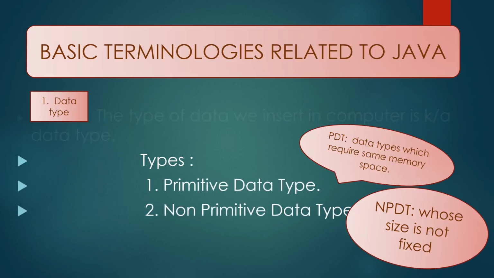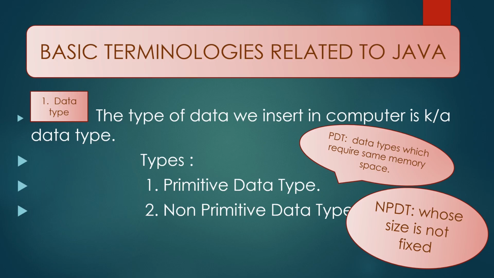Now we will see some basic terminologies related to Java. First, data type. The type of data which we insert in a computer is known as data type. Basically, there are two types of data types. First, primitive, second, non-primitive. Okay, now we will see what primitive and non-primitive data types are. Primitive data types can also be called PDT. Data types which require fixed memory space are primitive data types, and the data types which do not require fixed memory space, that means their size, we can declare as per our program's requirement.